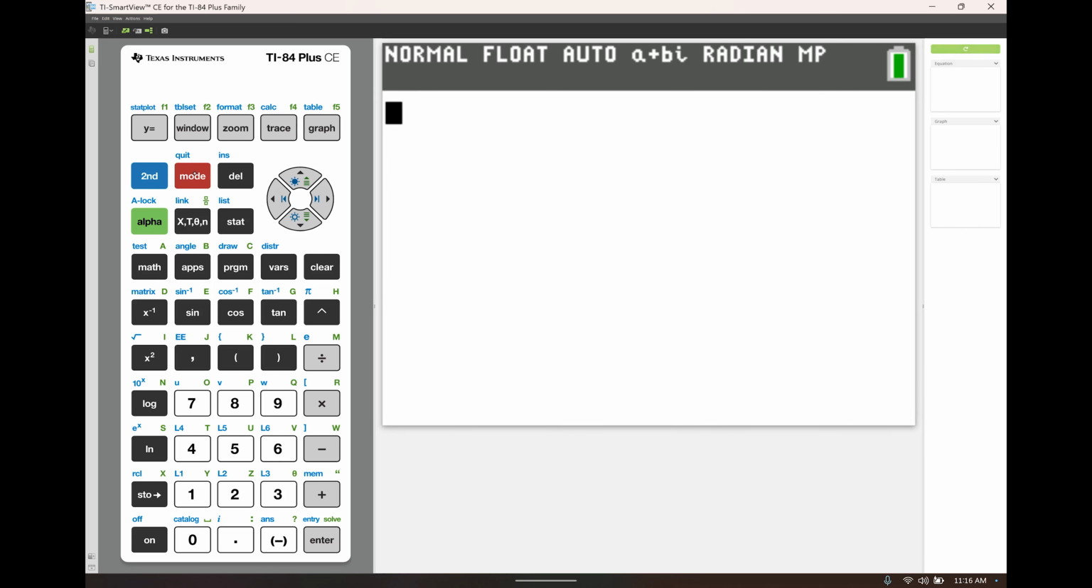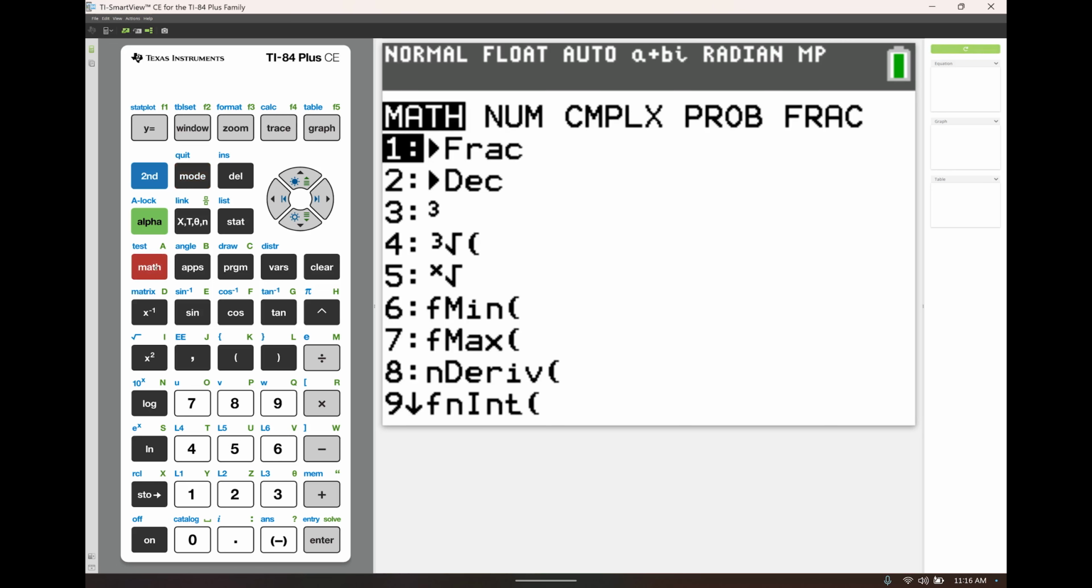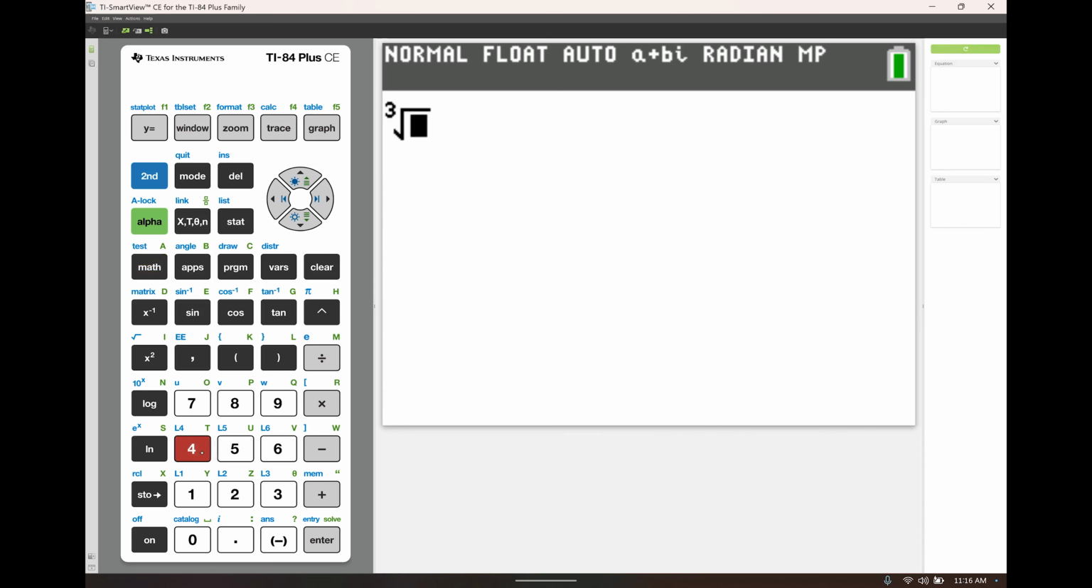Now, if you are unsure what number multiplies that many times to make that number, you can always find that in your calculator. So, for instance, on number 1, it was the cube root of 125. Now, if I go to math, there is a cube root option right there. All right, number 1. So I could just do cube root of 125. And it's going to tell me that that is 5.